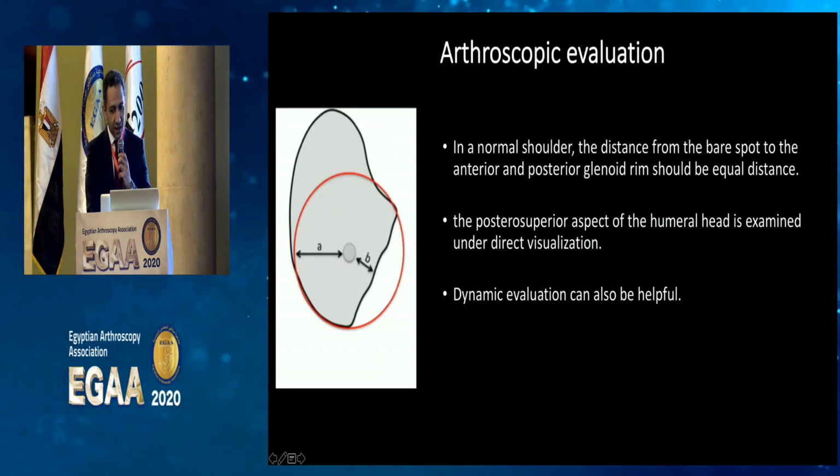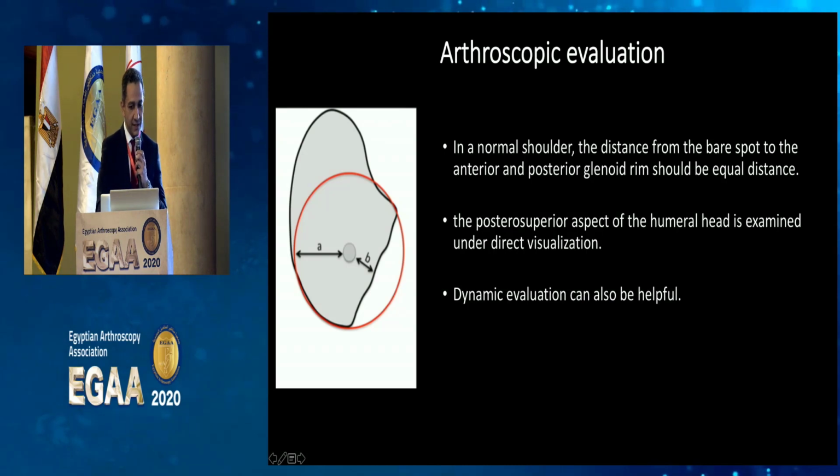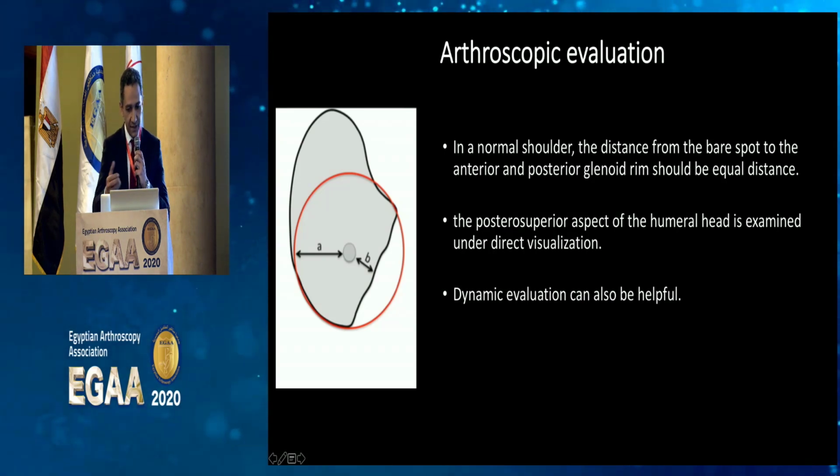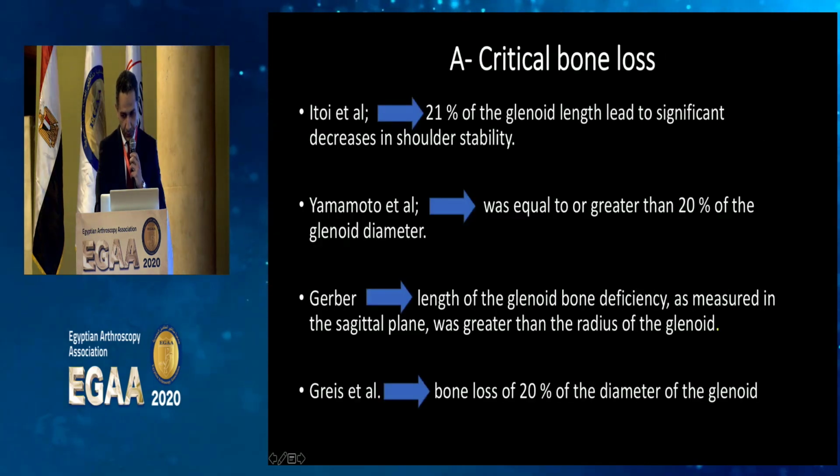Also, we can calculate the amount of glenoid bone loss arthroscopically using the bare spot, and this method also helps you to assess the posterior and superior defect of the head, the Hill-Sachs, and also we can do a dynamic examination of the shoulder to see if it is engaging or not engaging.